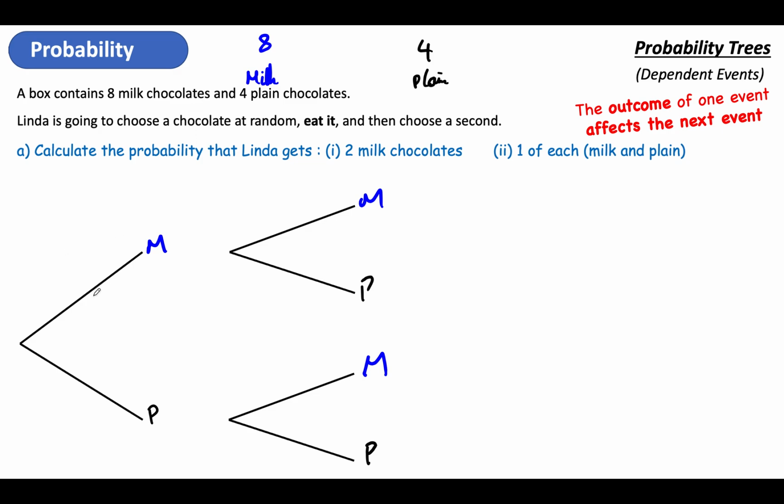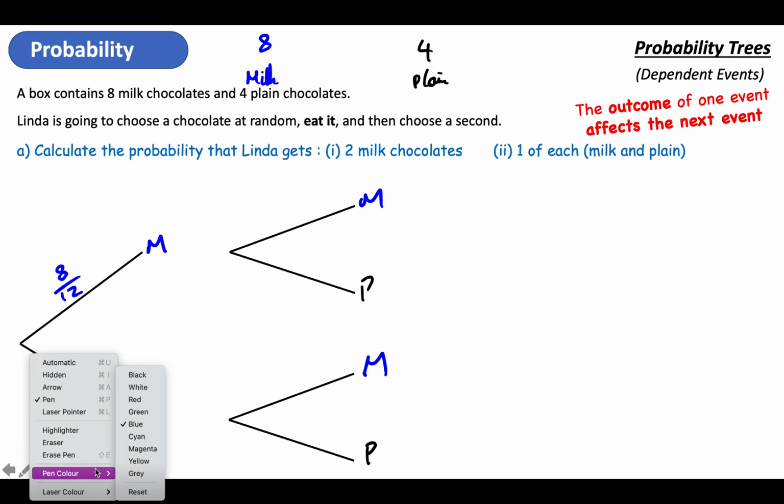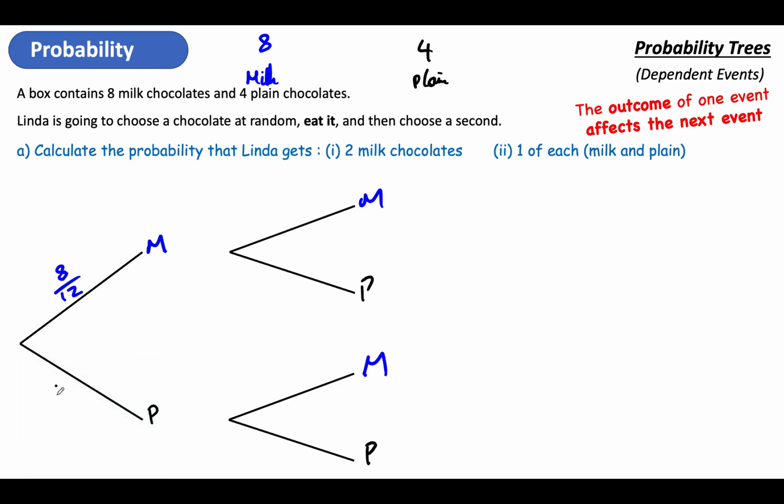So let's say we take a chocolate out. Well, the probability of milk is 8 out of 12, because there's 12 chocolates in all, 8 and 4. And the probability of plain is going to be 4 out of 12. And that adds up to 1, 8/12 and 4/12. So let's say that we go along this top edge. We've selected a milk chocolate, and so we're now on this top set of branches. We took a milk chocolate out, ate it, yum, yum, yum. So there's one fewer milk chocolates now.